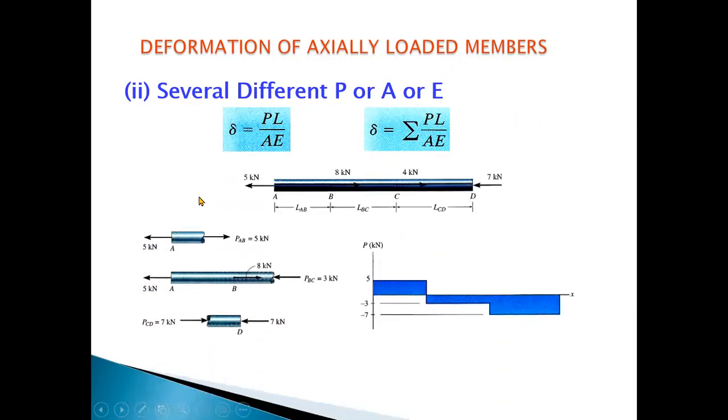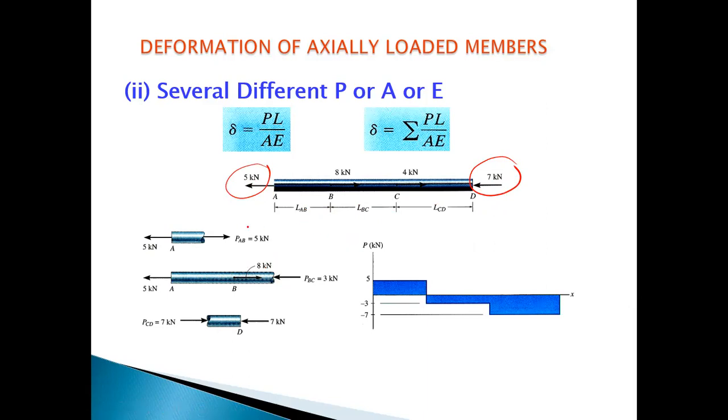Suppose this is a member, in which we have different points A, B, C, D. The lengths of the member are represented by LAB, LBC and LCD. Here we have a tension load of 5 kilonewton, and in the other direction we have a load of 7 kilonewton.